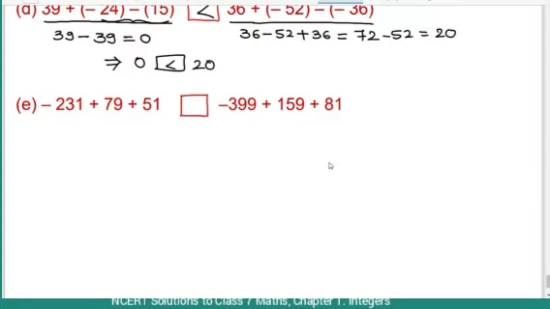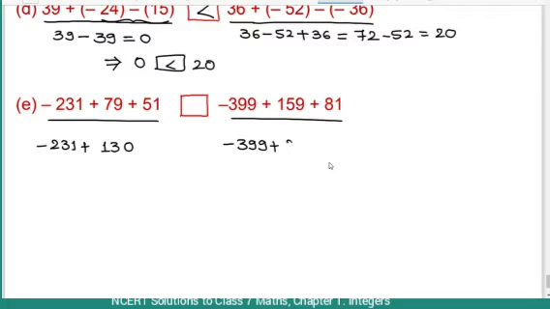E, minus 231 plus 79 plus 51, it becomes minus 231 plus 130. And here minus 399 plus 159 plus 81 is 240. And this minus 231 plus 130 becomes minus 101. And right hand side minus 159. So minus 101 is greater than minus 159.